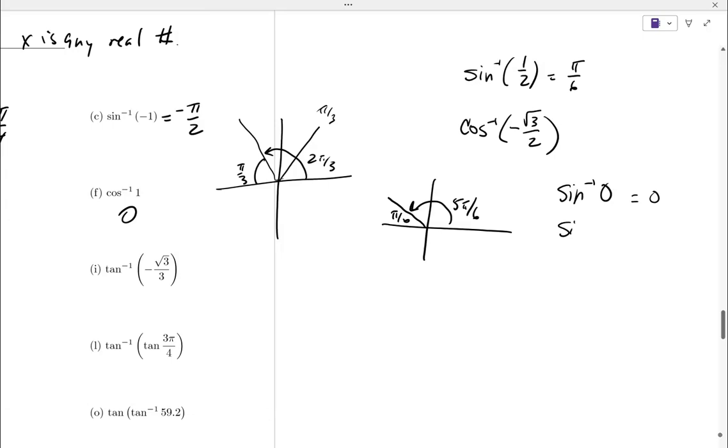Versus if I asked for inverse sine of 1, what would we get? That one would be pi over 2, yeah. Because again, sine of pi over 2 is equal to 1.